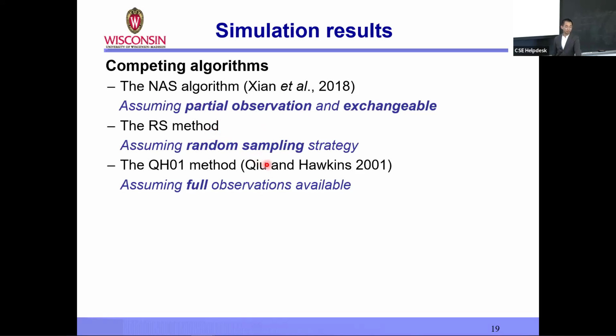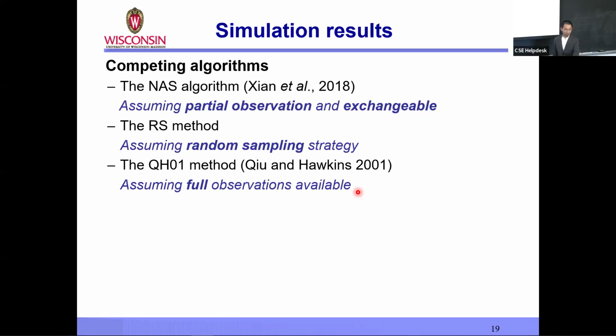And the last one is a QH01 method. So this one, it assumes that at each acquisition time, 4 observations are available. So it's actually not a fair comparison because it can access more data than what our method can. But comparing this method, we can show how much monitoring capability we sacrifice when we have a limited resource constraint.